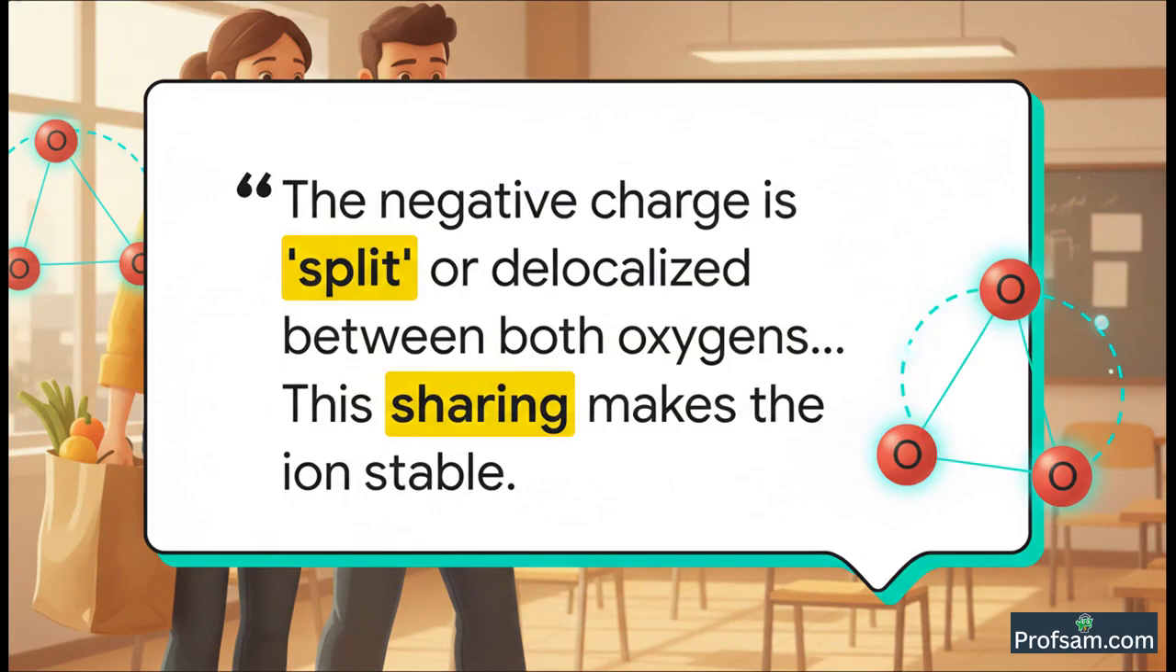Just imagine two people sharing a heavy load versus one person trying to carry it all alone. Obviously, sharing makes the situation much more stable. That is exactly what is happening with the negative charge here. It is not a burden for one atom, it is a shared responsibility. And this sharing makes the resulting ion very stable.